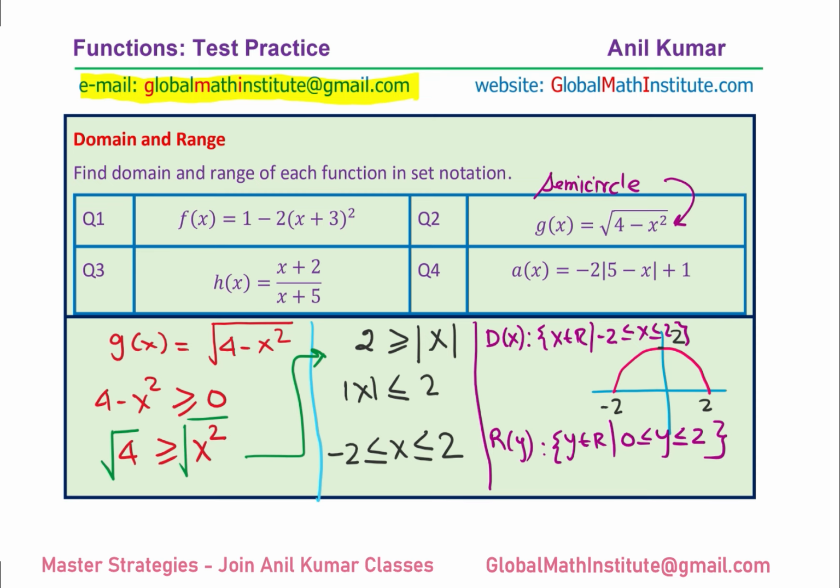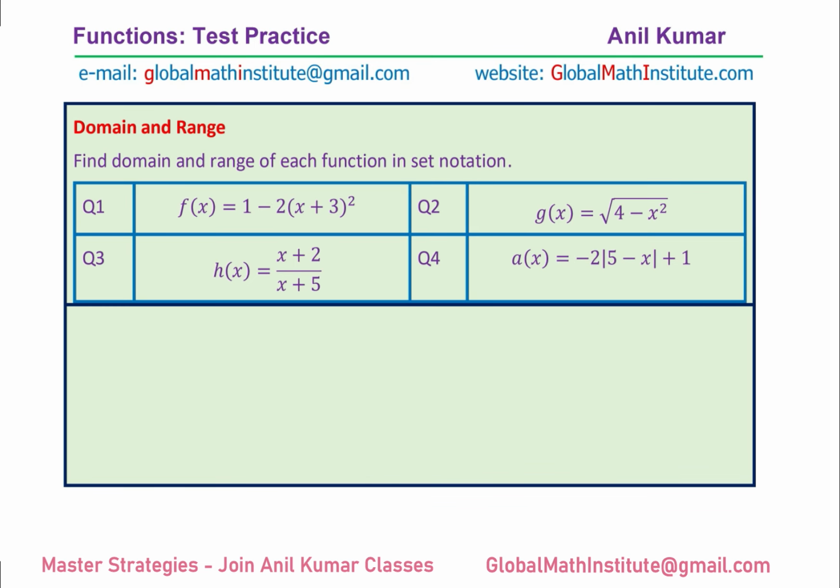Okay, great. Let's move forward to question number 3 now, and we have a rational function. Now here also, there are a lot of difficulties. Domain is not difficult at all. So let me write down the function h of x first, which is given to us as x plus 2 over x plus 5. Clear? So of course, the denominator is not equal to 0. So x plus 5 is not equal to 0, means x is not equal to minus 5. So that gives us the domain.